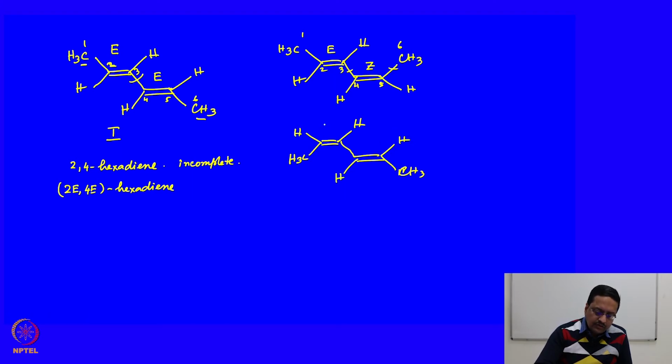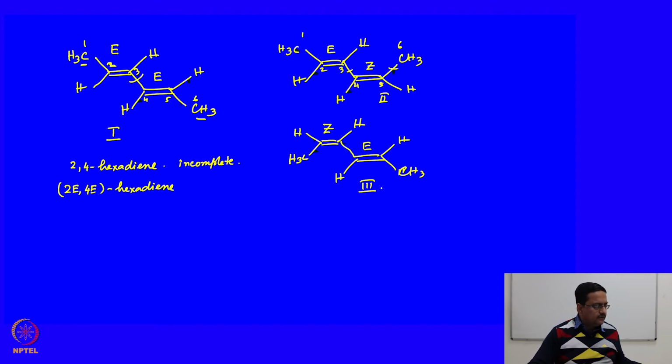Where this bond is Z and this group is E. So, we have 1, 2 and 3 isomers that are possible for this compound. Now, we will try to see what happens when we have two different groups at two ends of a double bond of a diene.